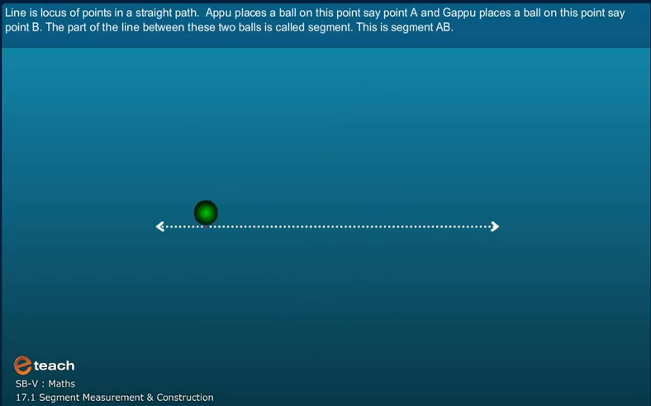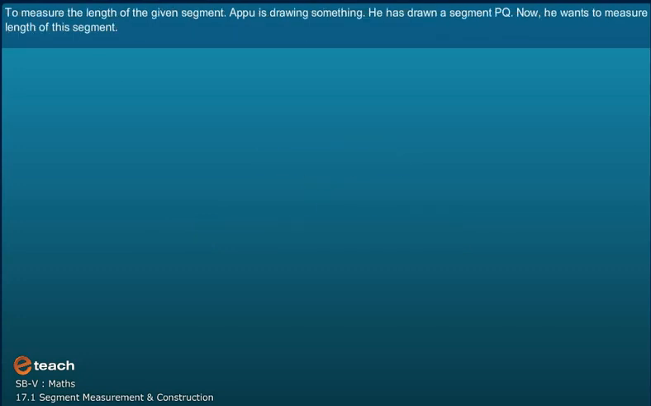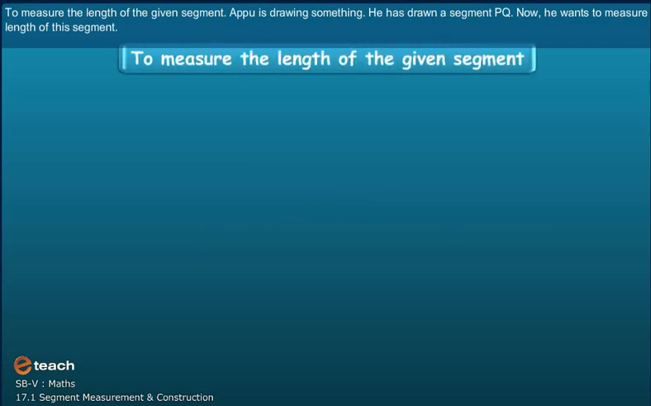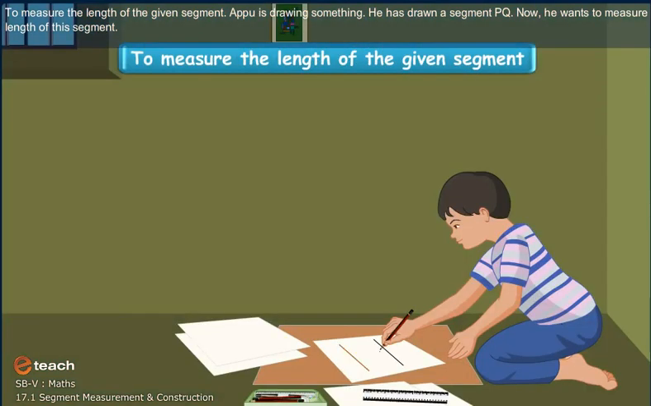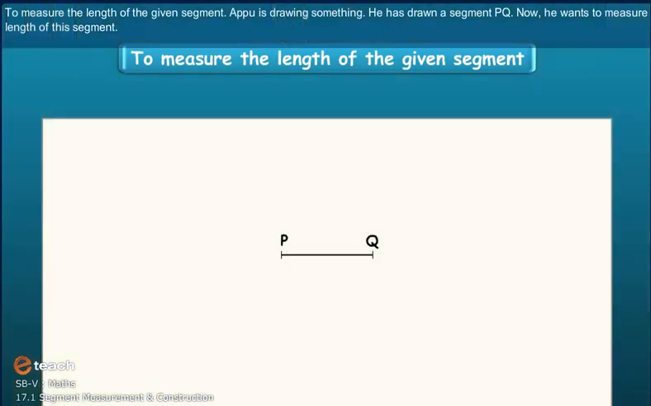Appu places a ball on this point, say point A, and Gappu places a ball on this point, say point B. The part of the line between these two balls is called segment. This is segment AB. To measure the length of the given segment, Appu is drawing something. He has drawn a segment PQ.